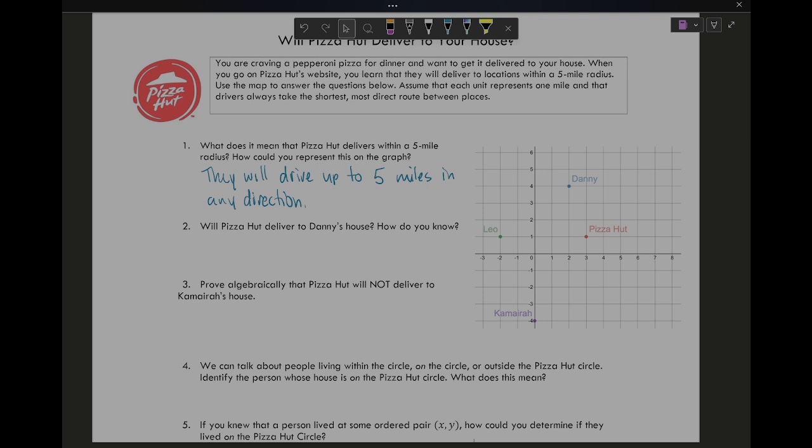So a way to think about this or represent this on the graph is it's all locations within a circle of radius 5.